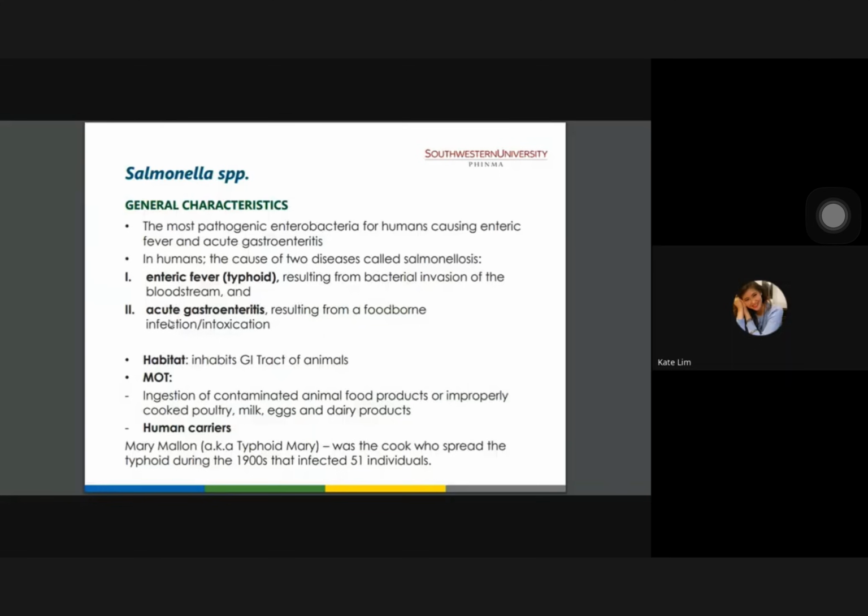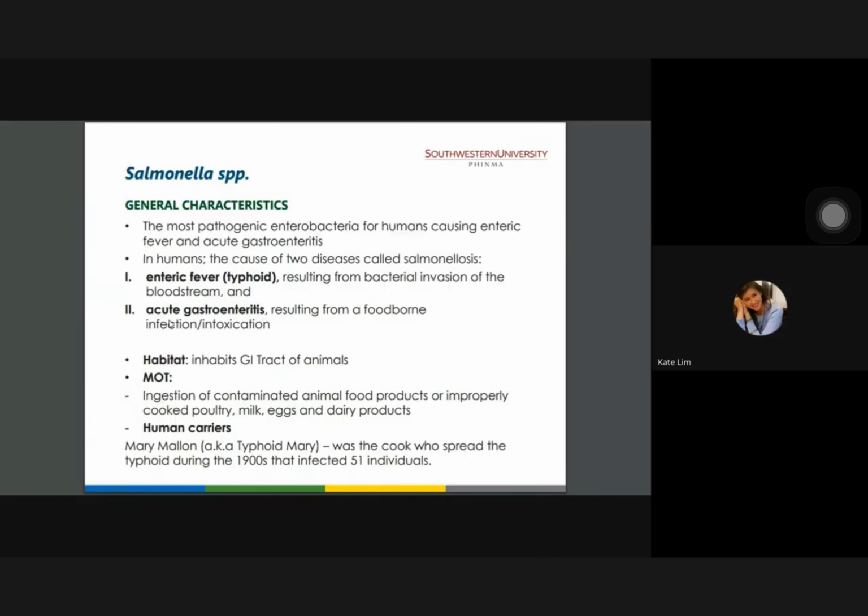Say, for example, person A is identified as a chronic carrier. Person A will be treated with antimicrobial therapy or antibiotics. Say antibiotics won't work for this person. If he or she wants to end the chronic state, he or she would be subjected to cholecystectomy. What is that? That is the surgical removal of the gallbladder, just to end the chronic state.